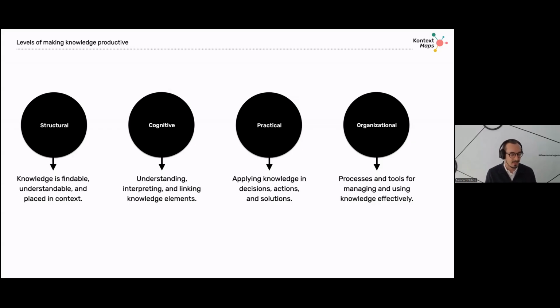Then there's the cognitive level, that it has to be understood, it has to be interpreted, it has to be linked to other already existing elements of knowledge. So this is one major part. And the other one is just having knowledge doesn't make it productive. You have to apply it. It has to be taken into action. Decisions have to be made upon knowledge that you have, and then solutions will follow. And of course, this must be done in an organizational way, in processes, in tools, in an organization that knows how to bring knowledge from getting it into existence to having it effectively in production.